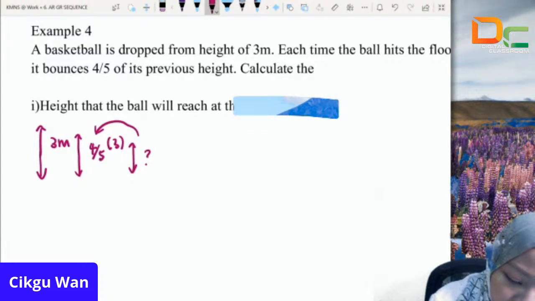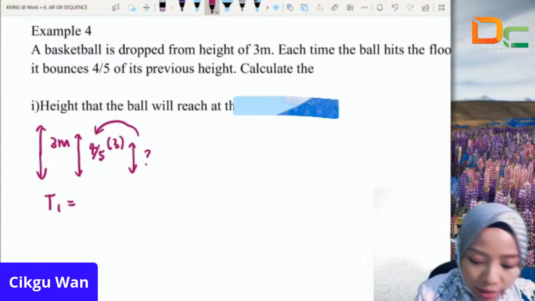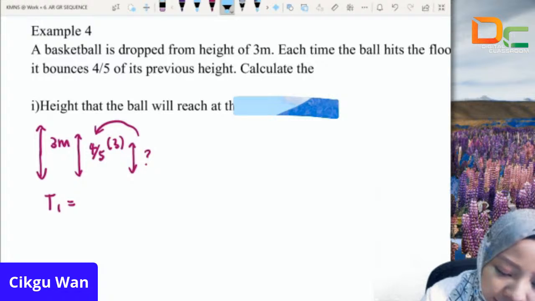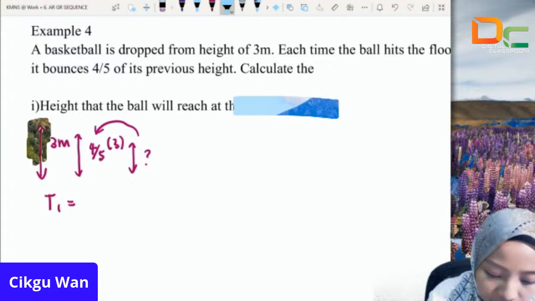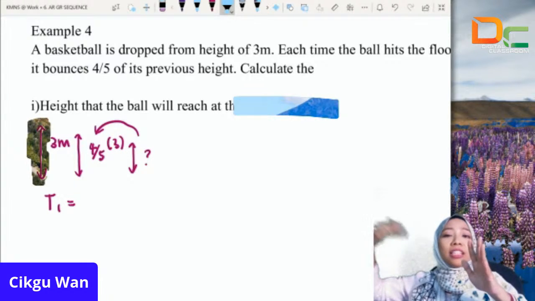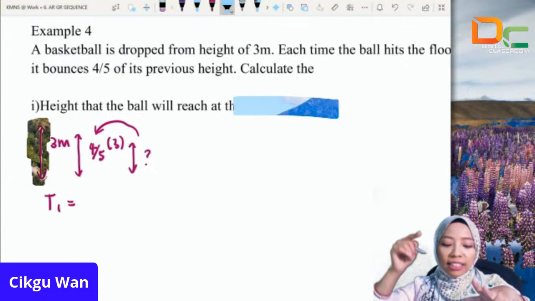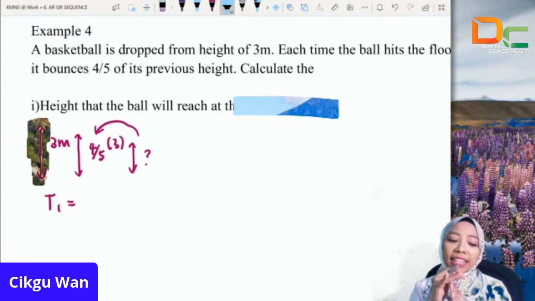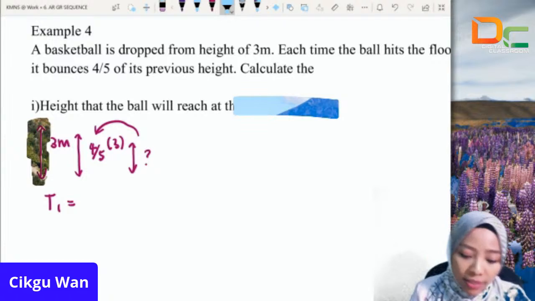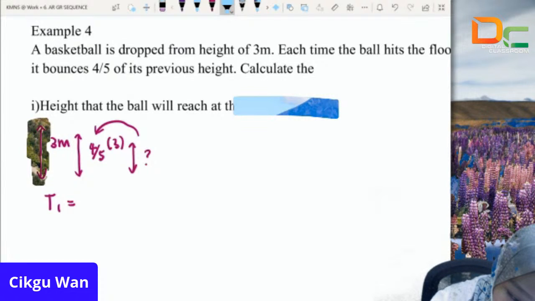Alright, I continue. Okay, so T1 equals to, okay, sekarang ini tak kira. Ini kita tak kira sebagai dia starting dia menurun, tidak. Kita start kira our n is when the bouncing is 4/5 from the previous. Okay, so 4/5.